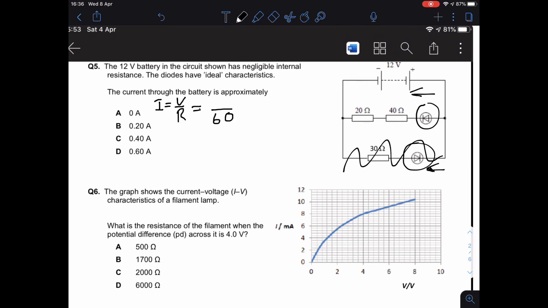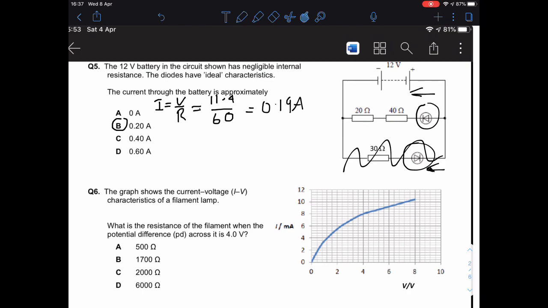And he does say approximately, but it's a good bit of revision. Understand that when the diode is conducting, there's a voltage drop of around about 0.6 volts across it. So if there's 0.6 across the diode, the remaining 11.4 of the original 12 must go across our resistors. So we've got 11.4 over 60, which is, I believe, 0.19 amps, and the closest one, it does say approximately here, would therefore be B.